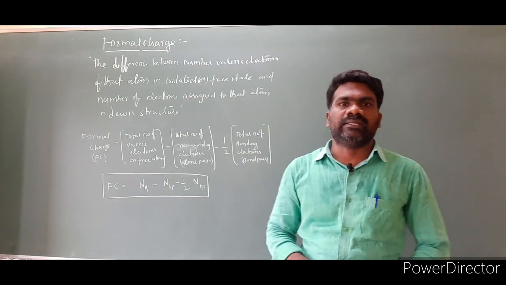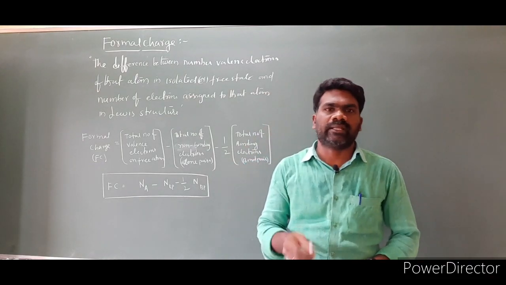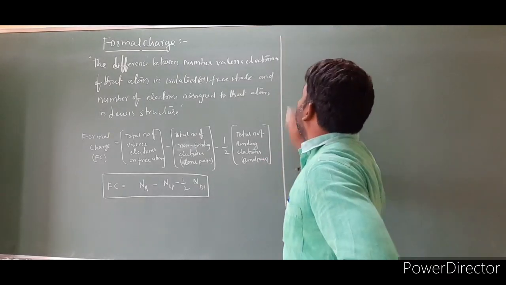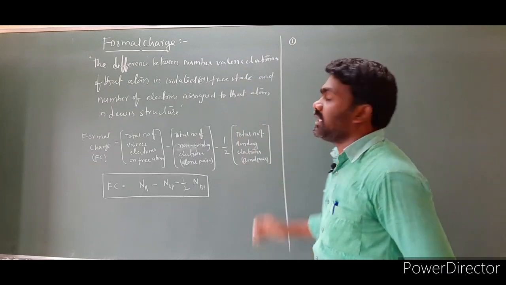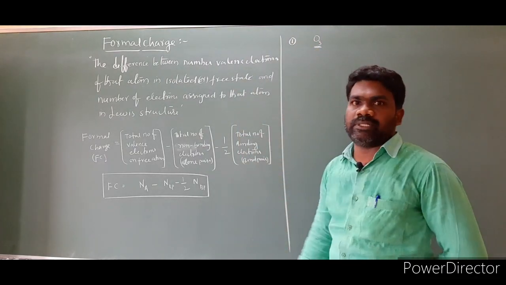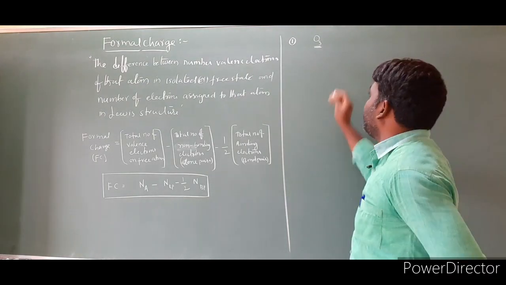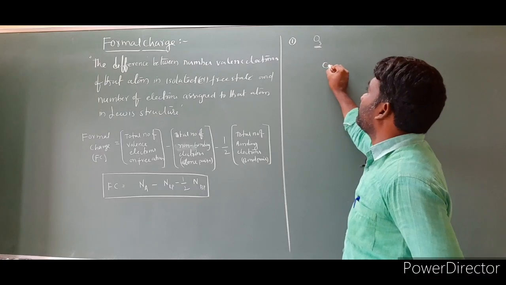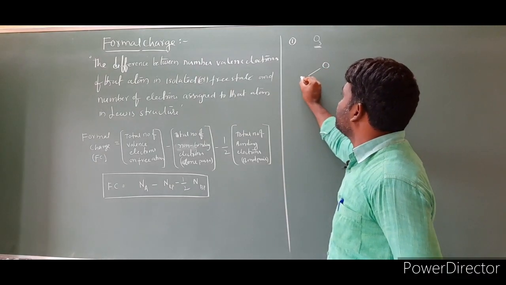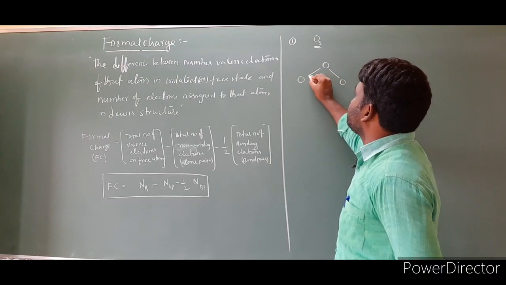So let us understand the formal charge on an atom in a molecule by taking one suitable example. Example number 1. I am taking an O3 molecule. So we have to calculate the formal charge on each oxygen atom in the O3 molecule. For this case, we have to write the structure of O3 molecule. One oxygen at the center, and this is another oxygen, and this is another oxygen.